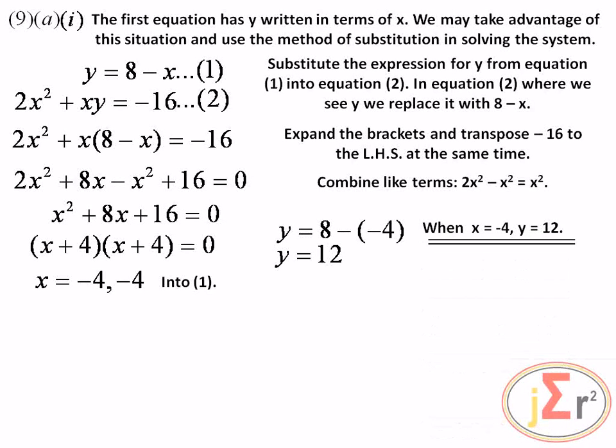So when x is equal to negative 4, y is equal to 12. And the other one will be the same thing. When x is equal to negative 4, y is equal to 12. So we do not need to write down those two occurrences.